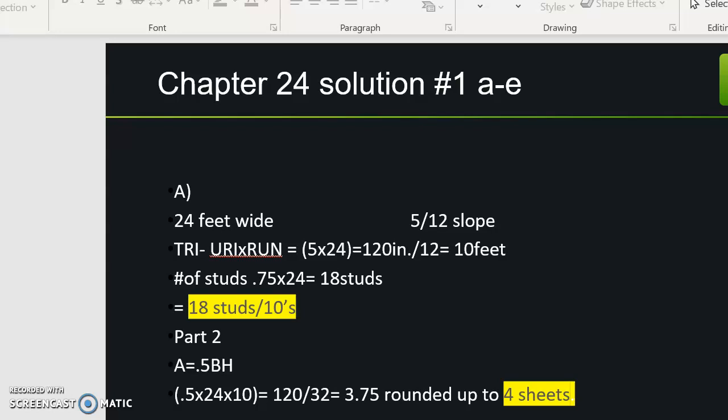Part 2, the number of sheets is going to be found by the area of a triangle. So 1/2 times base times height. We're going to go with 1/2 times 24 times 10 equals 120. Due to using 4x8 sheets, the total area is 32. Divide that, and it gives you 3.75. Round it up to 4 sheets.